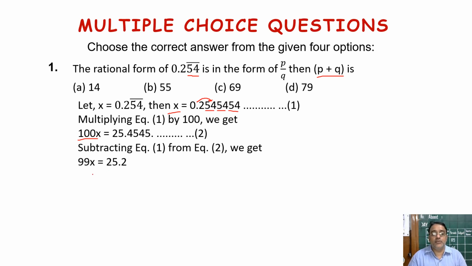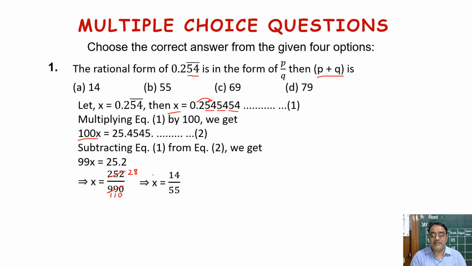So we can write 252 upon 990. Now we have to write in simplest form. So for simplest form, first divide by 9. Then 110, and this cancels with the first 2. 28. Again we can cancel it by 2. So what is the final answer? 14 by 55.